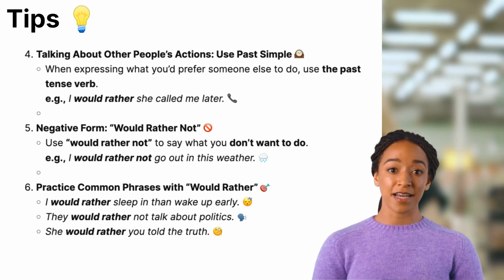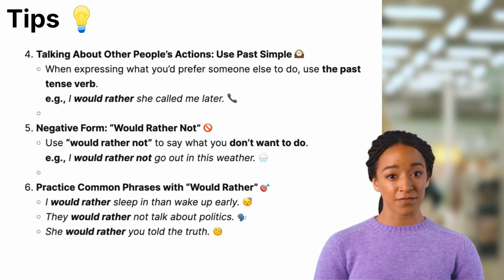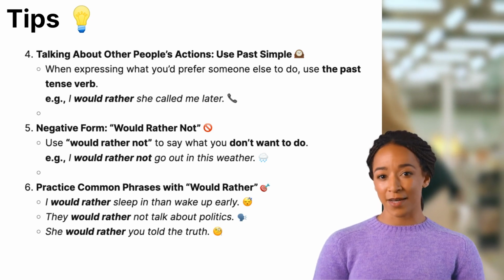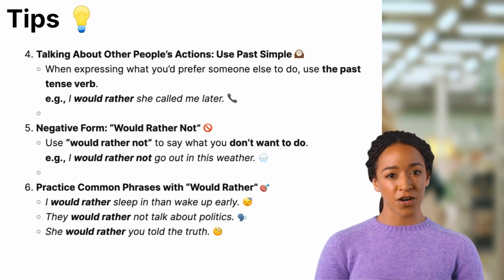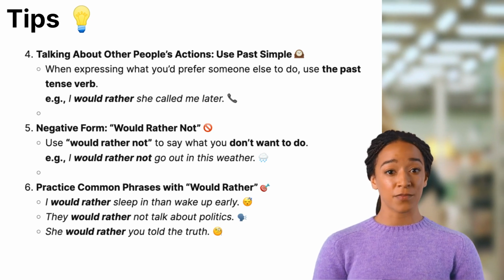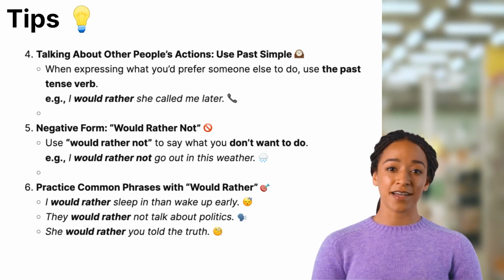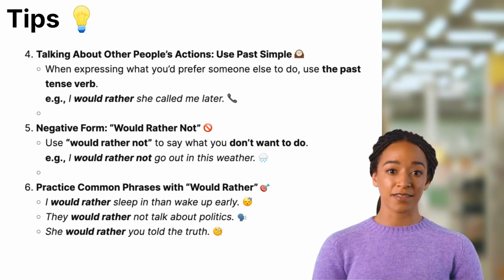5. Negative form, would rather not. Use would rather not to say what you don't want to do. Example, I would rather not go out in this weather. More examples. She would rather not talk about work. We would rather not eat too late. This is a polite way to refuse or decline something.